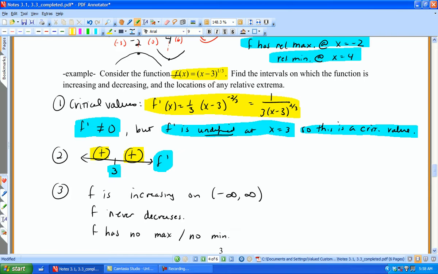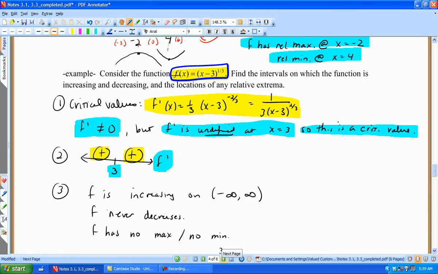F has no maximum and no minimum because there's no place where the derivative changes from positive to negative or negative to positive. What you might want to do is go ahead and graph this original function on your calculator and see if it fits the information that we have described.